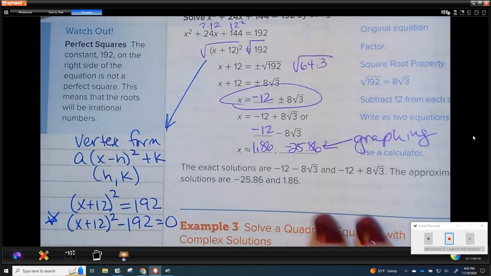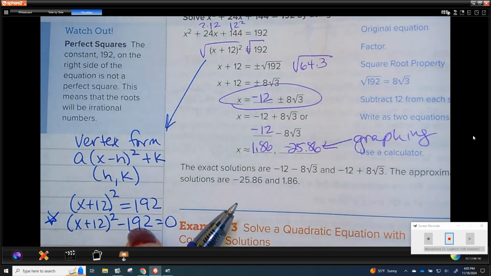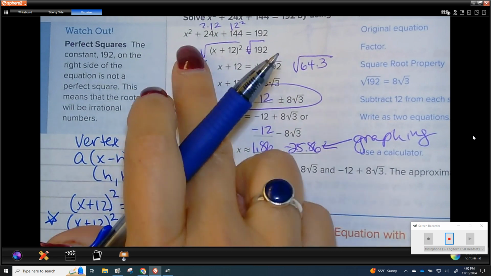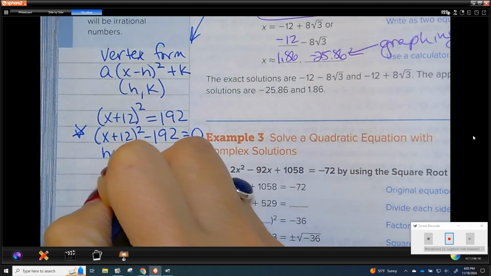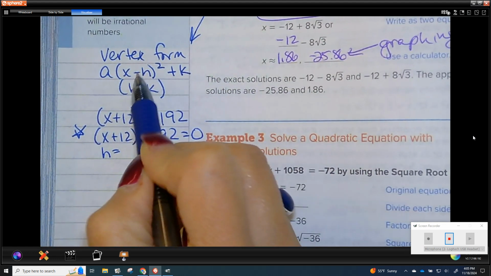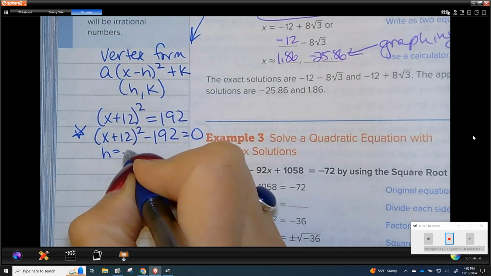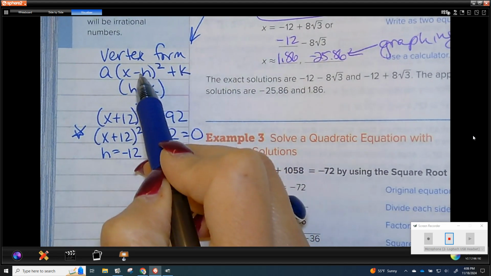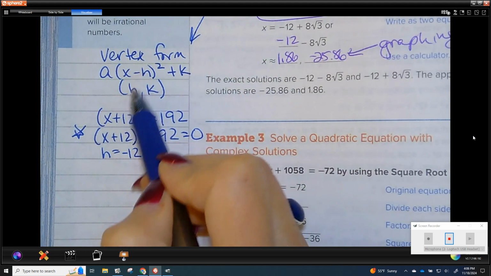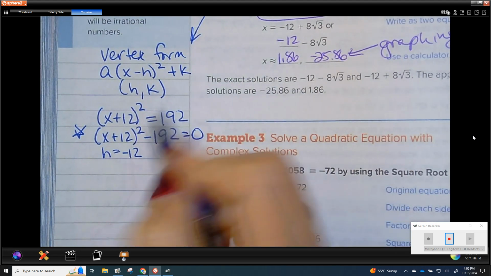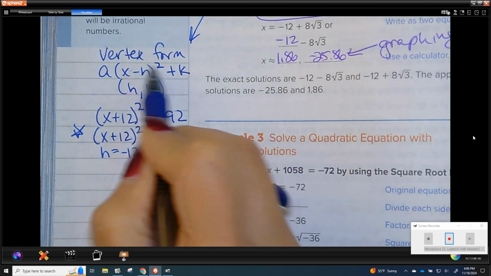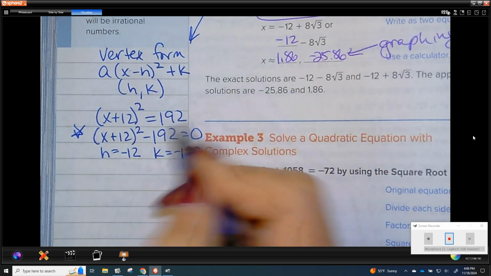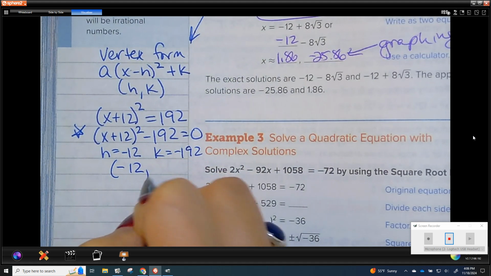So here are your zeros. We're going to find our vertex here. You know it opens up because a is 1, and you could sketch the parabola. Now the thing with this, h in our formula is a negative. So h here is negative 12, okay? Because inside it's the opposite sign. So h is negative 12, k is negative 192. You only change the one inside the quadratic. So our vertex here is negative 12, negative 192.